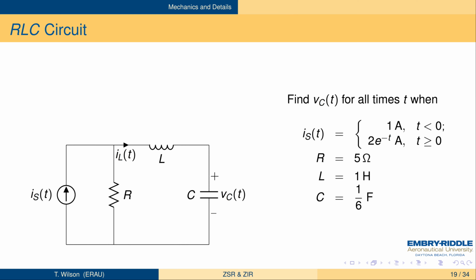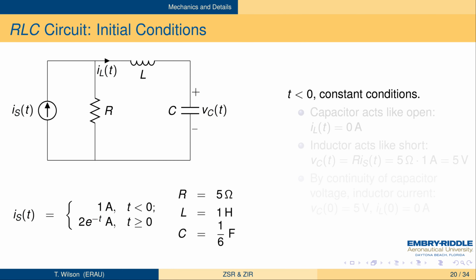We've got a current source Is of t. It's 1 amp constant for t less than 0, and it's 2 e to the minus t amps for t greater than or equal to 0. There's a 5 ohm resistor, a 1 Henry inductor, a 1/6 of a farad capacitance, and we've indicated reference voltage and current directions for the capacitor and the inductor.